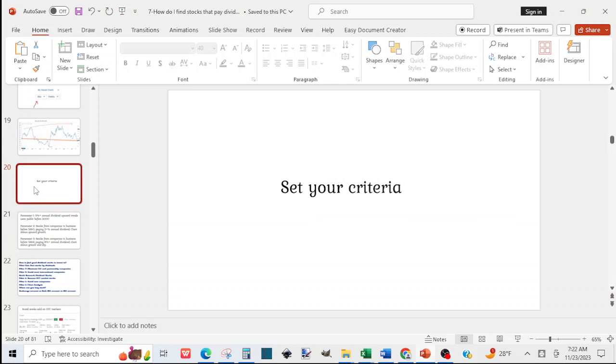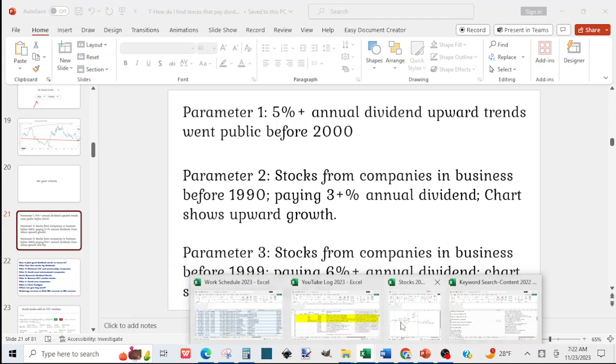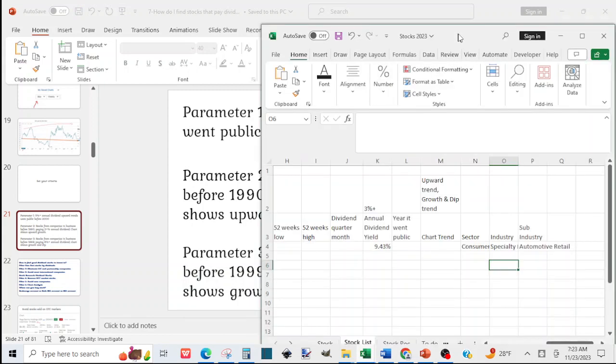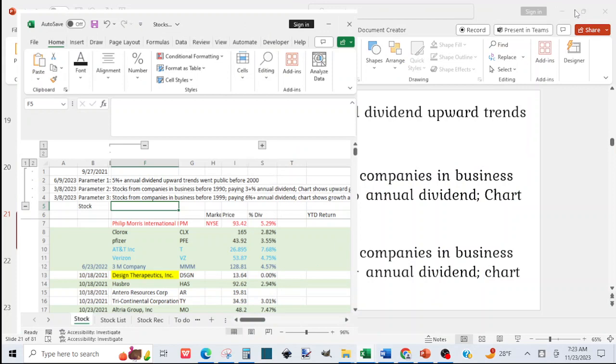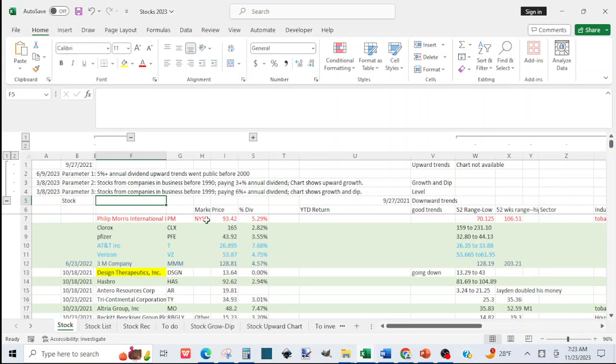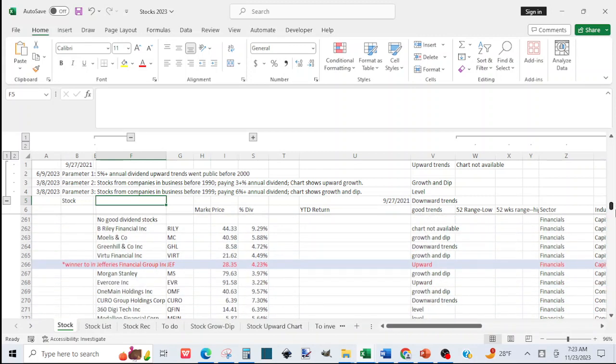So you need to set your criteria, and this criteria works well when you are ready to work from your spreadsheet, when you are ready to invest, to see what stocks you want to invest in, because you'll have a long list of stocks on your spreadsheet, to see which one you want to invest in. And as you can see, the list is long.